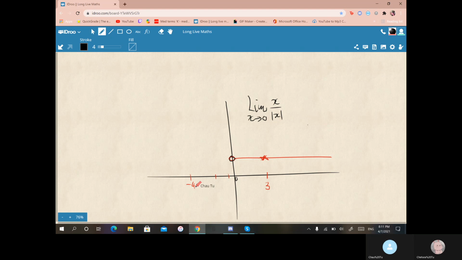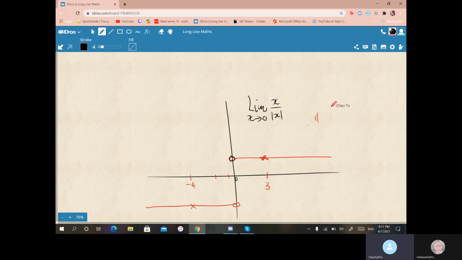Let's put -4 into here. That would be -4 divided by the absolute value of -4. What's the answer? -1. So it turns out to be -1. Anyway, the function looks like that, right, Chelsea?